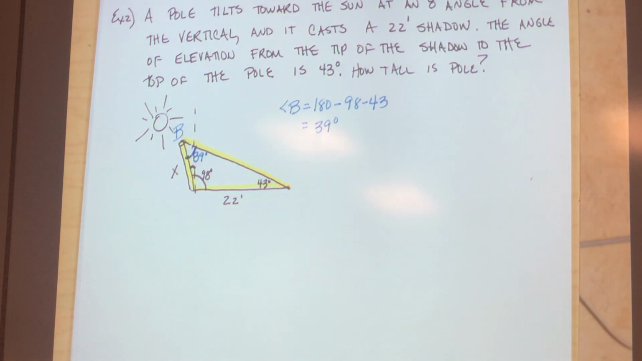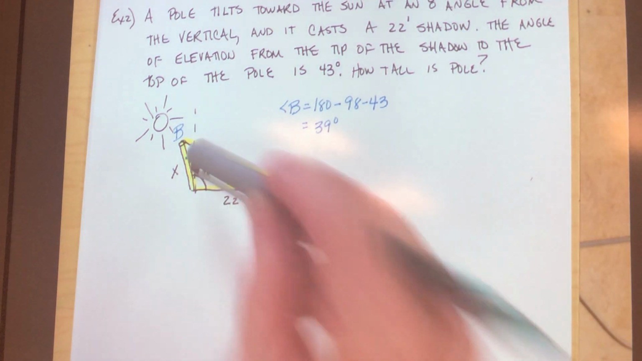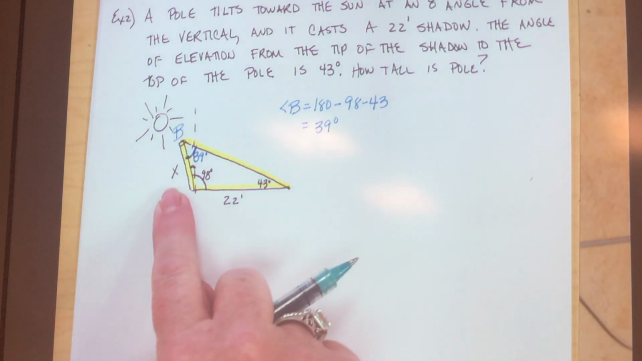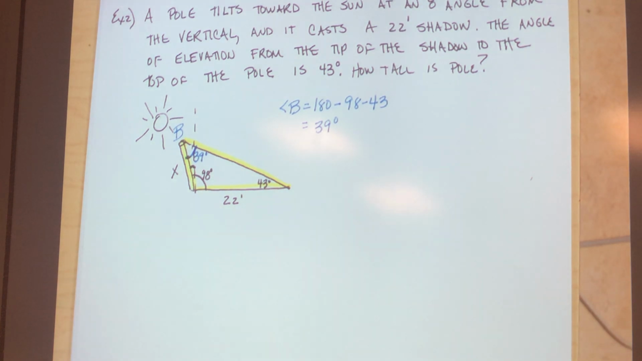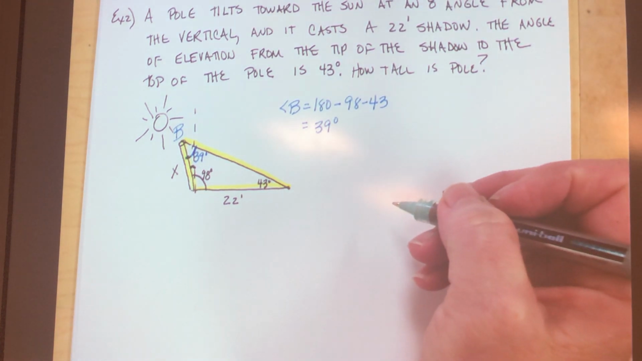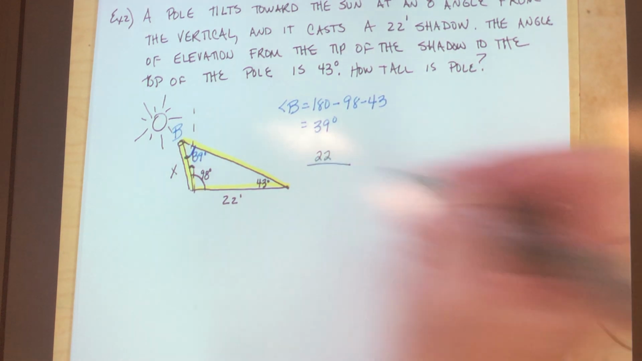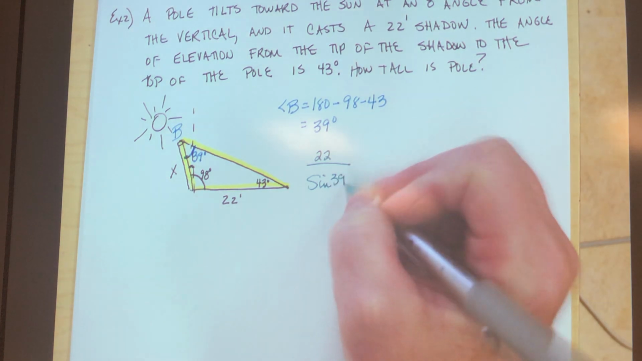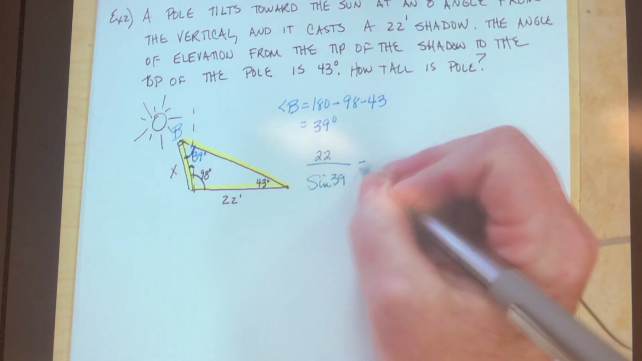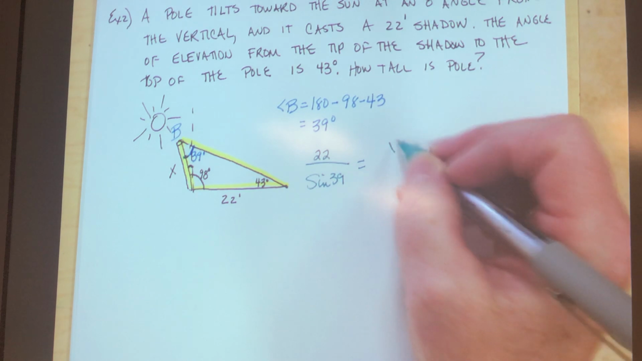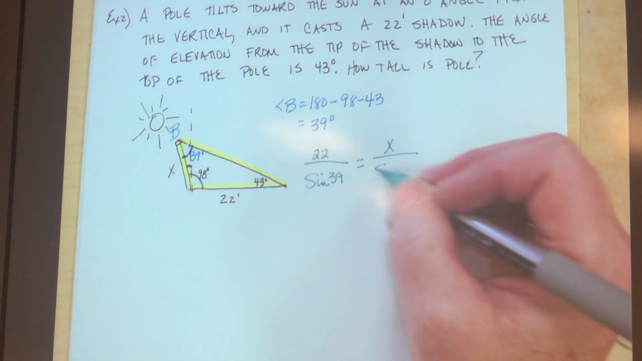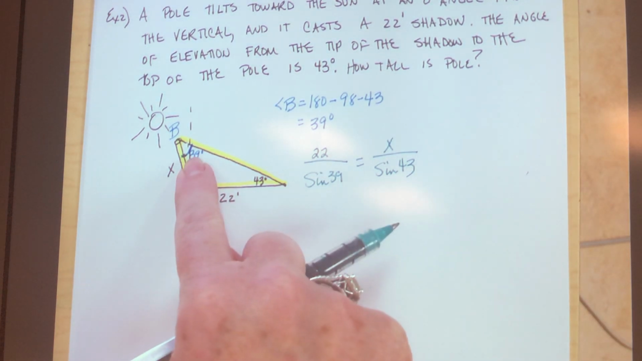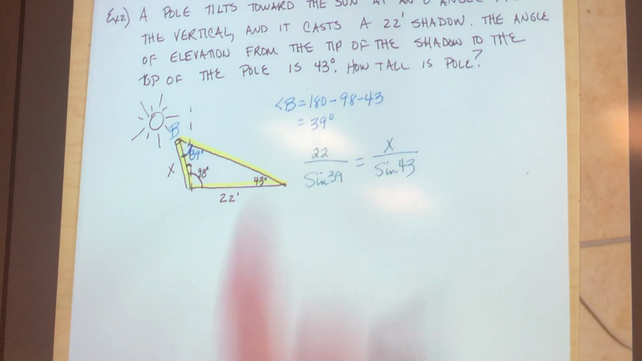I don't care how you set it up. I always do the side is to the angle that I know, and then what I'm looking for. So somebody set me up a proportion. 22 is to the sine of 39. The side is to the sine of its angle as x is to the sine of 43. Perfect. So 22 is to the sine of its angle as x is to the sine of its angle.